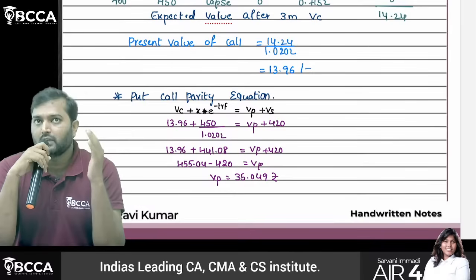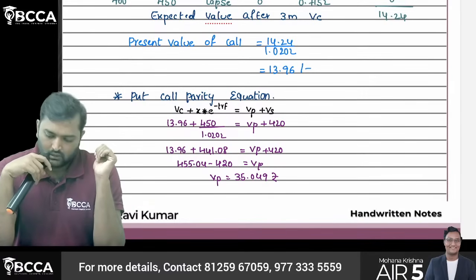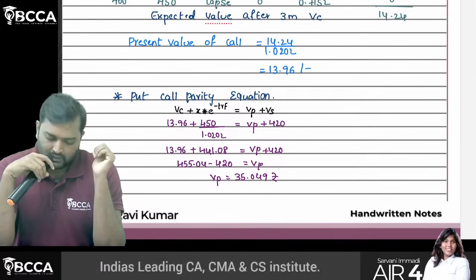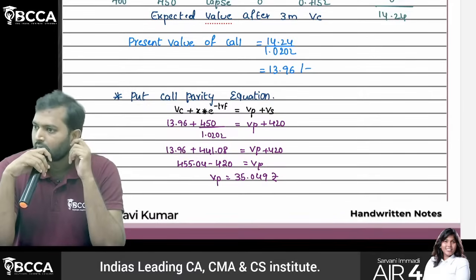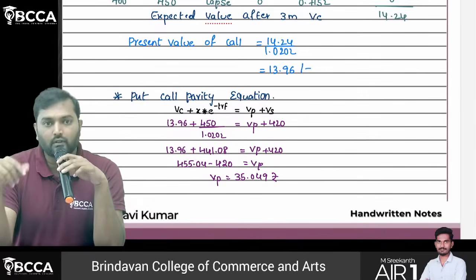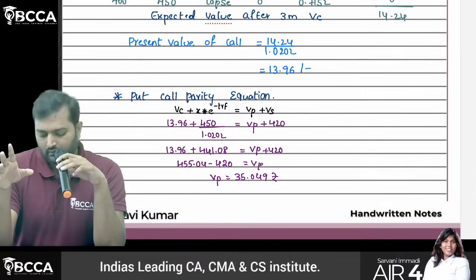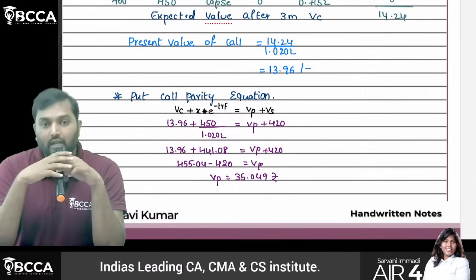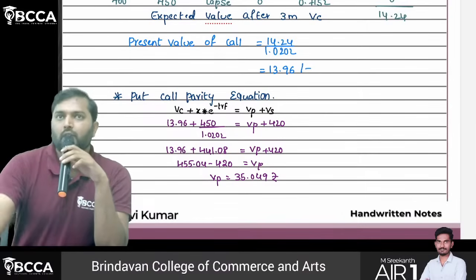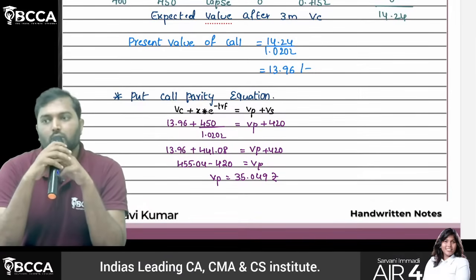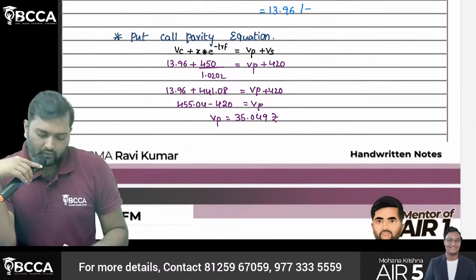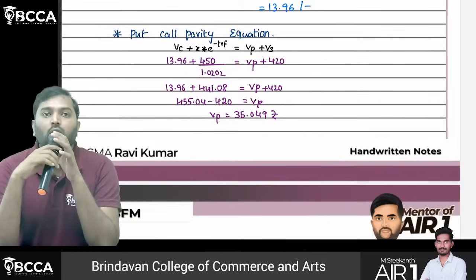Next, how is the put call parity equation used? The put call parity equation is used to find missing figures. For example, here the value of a call is 13.96. So the put call parity equation: value of a call plus X into e power minus TRF is equal to value of a put plus value of a share. So value of a call 13.96 plus 450, the strike price, which we should bring to the present value, 450 divided by 1.0202, is equal to value of a put plus the spot price, which is 420. So the value of a put is 35.049.